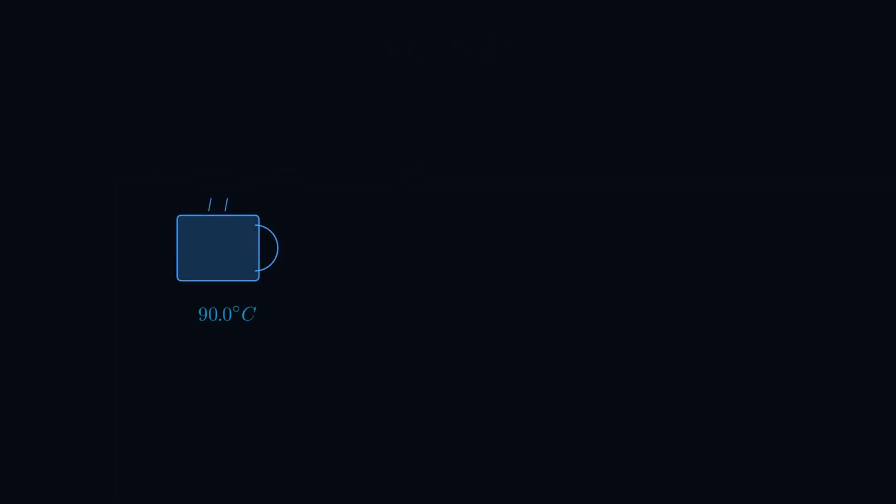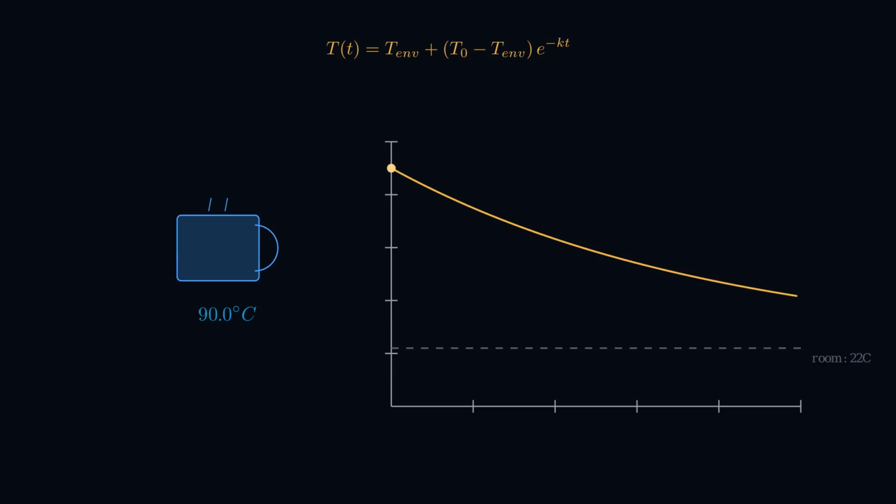Newton's law of cooling. The rate a hot object cools is proportional to the gap between its temperature and the surrounding room temperature. Solve it, and you get temperature T equals room temperature plus the starting gap times e to the negative kt. Worked example: a cup of coffee at 90 degrees Celsius in a 22-degree room with a cooling constant of 0.05 per minute. After 20 minutes, the coffee has cooled to about 47 degrees.